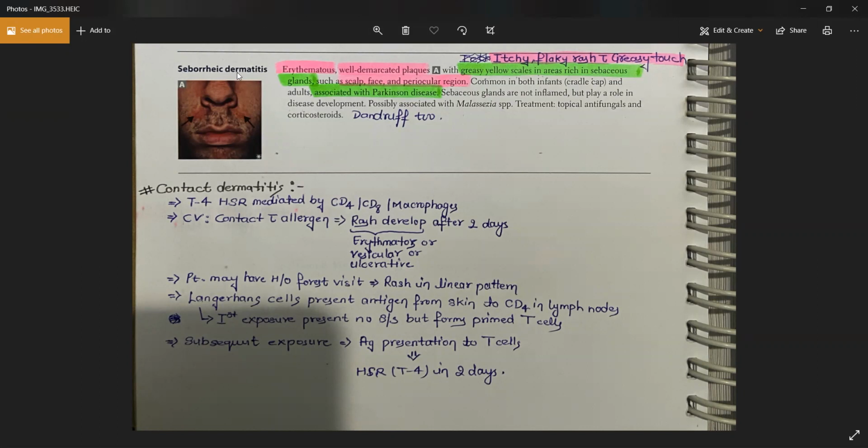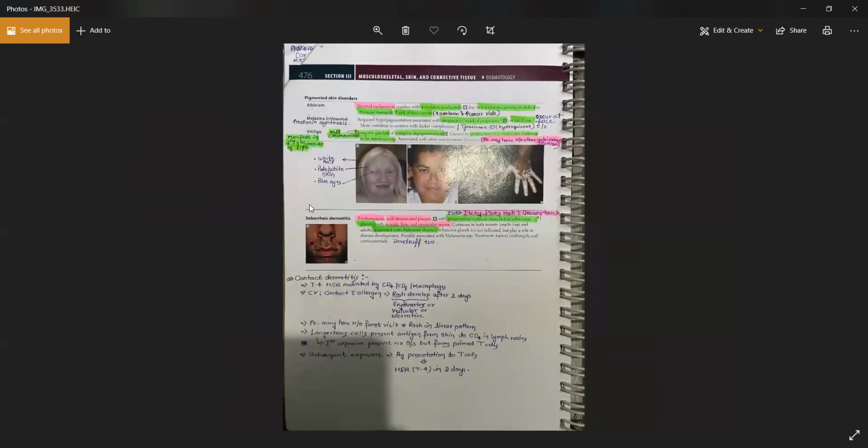It is common in both infants as well as adults. This condition could be associated with Parkinson's disease, and it could also be associated with Malassezia furfur. That would be it about seborrheic dermatitis: just very well-demarcated, erythematous, or I must say reddish, plaques that you will see, right? And these plaques are very greasy to touch because of the presence of sebum. Very important. That would be all about seborrheic dermatitis.